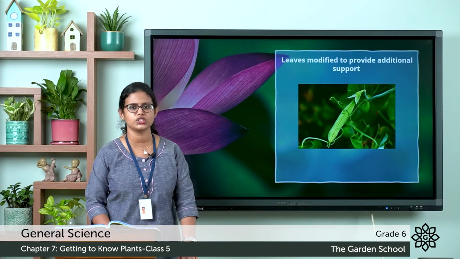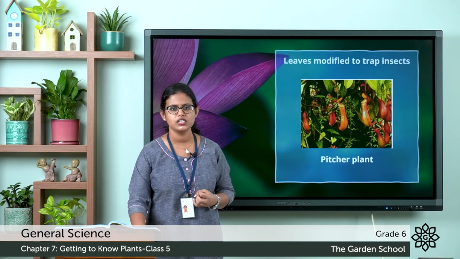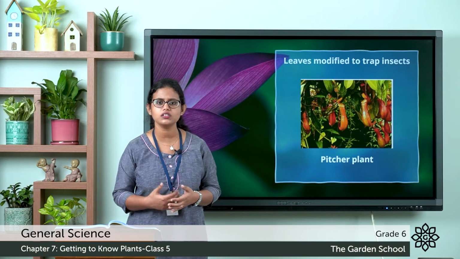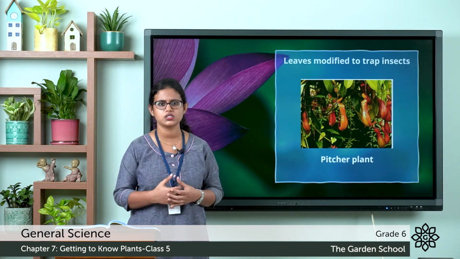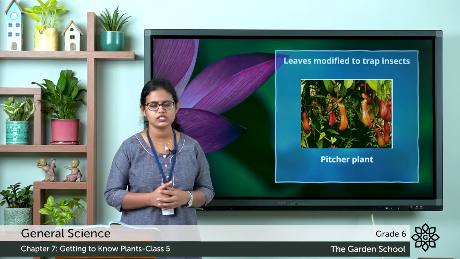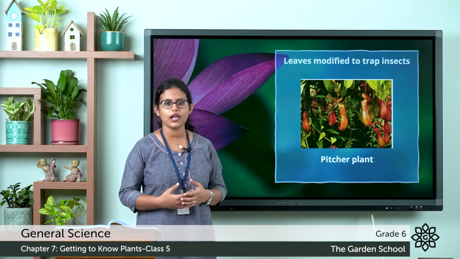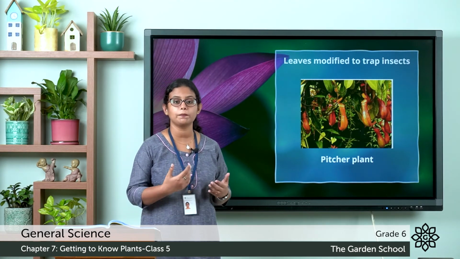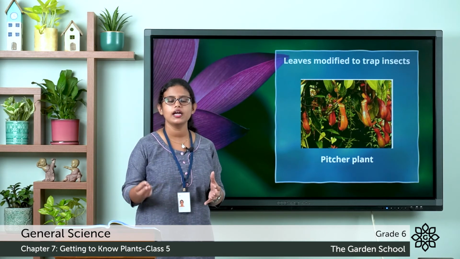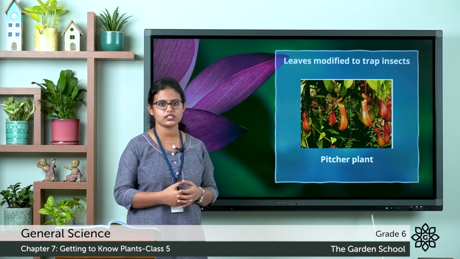The next modification is leaves modified to trap insects. Plants that feed on insects are called insectivorous plants or carnivorous plants. These plants have leaves that are modified to trap insects. Let's take the example of a pitcher plant. In the pitcher plant, the leaf is like a pitcher, a pod-like structure, which has nectar. We know that nectar attracts insects.